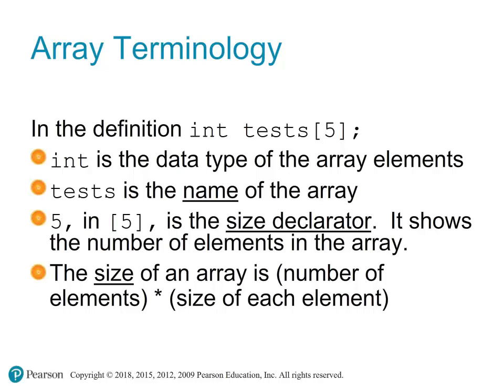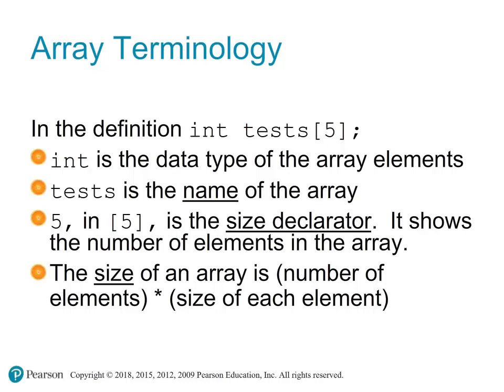Naming conventions matter. Always try to give array names that are indicative of the data they hold, making the code more readable. The [5] following the name is the size declarator. This indicates the number of elements the array can hold. Here it is 5. It is essential to note that in languages like C or C++, the array size is fixed at the time of creation and cannot be changed later.